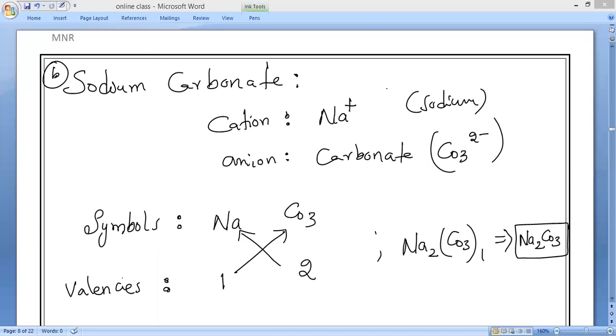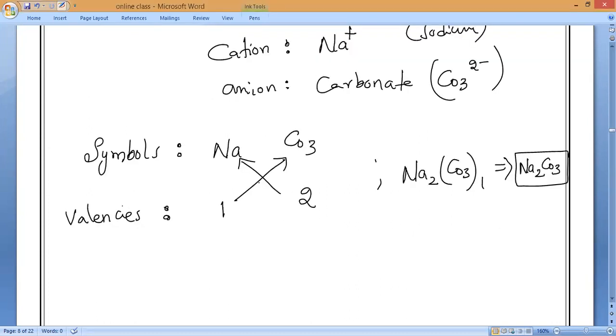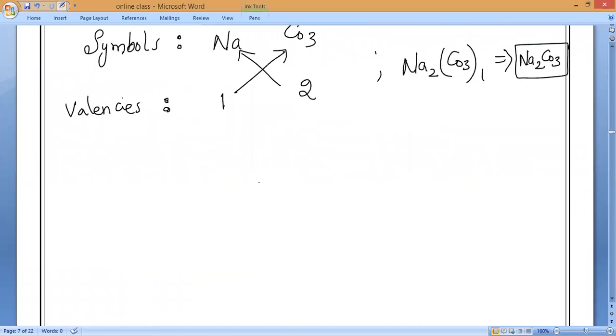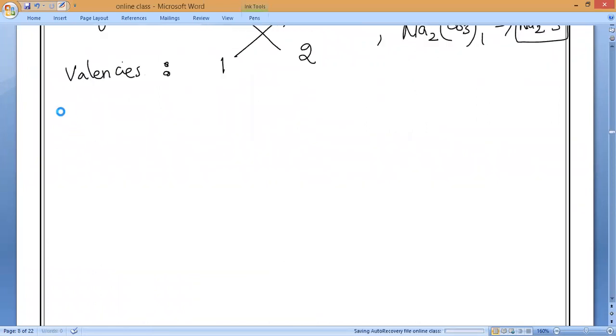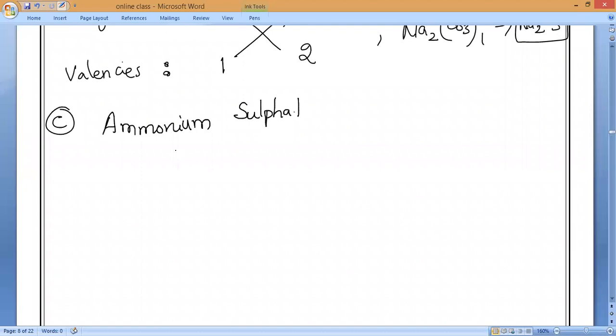Do it now. You understand everybody? Right, next one. Second one completed, Harini? Yes, sir. Okay. Learn the valencies also. Next one, ammonium sulfate. C. Arun, are you writing, Arun? Ammonium sulfate. Yes, sir. Okay.